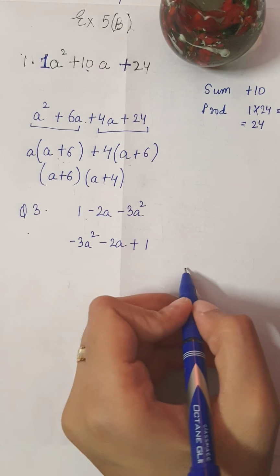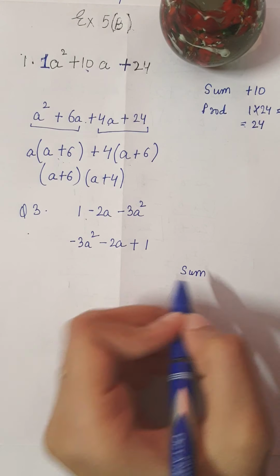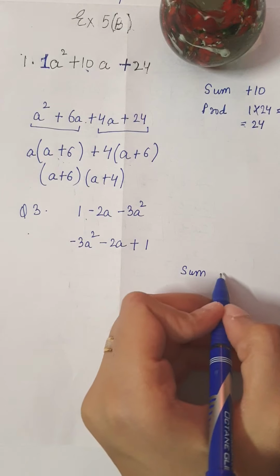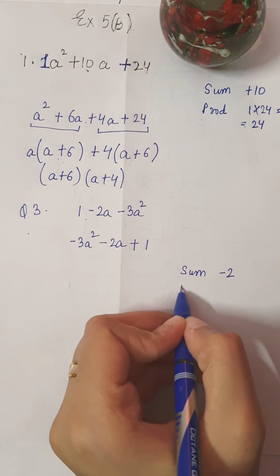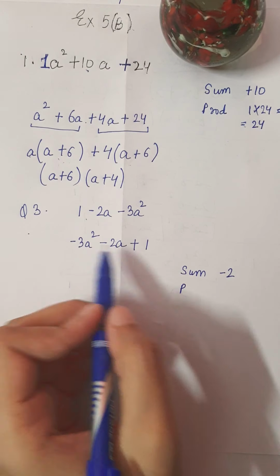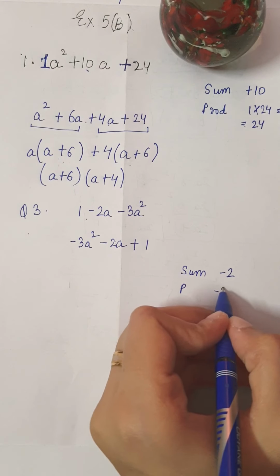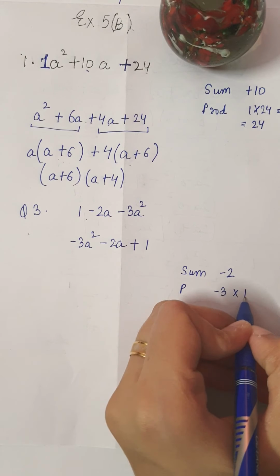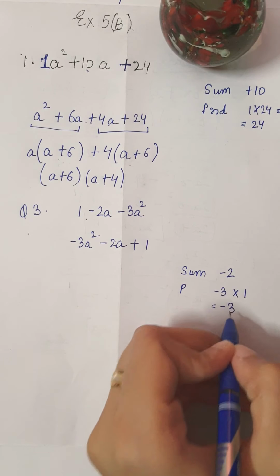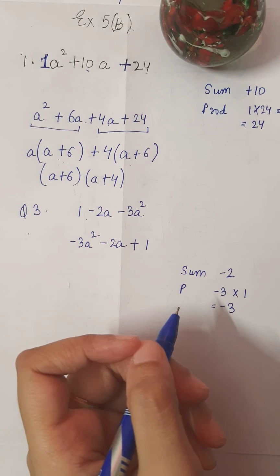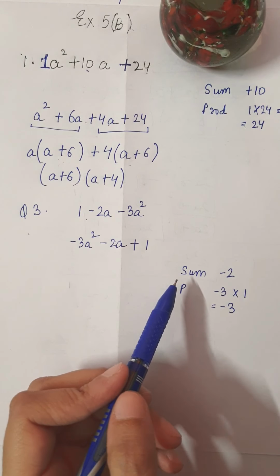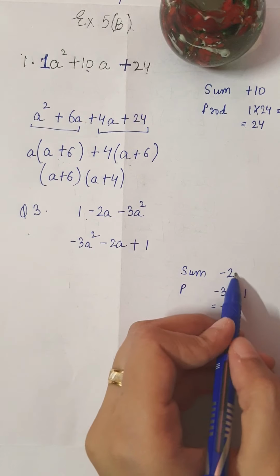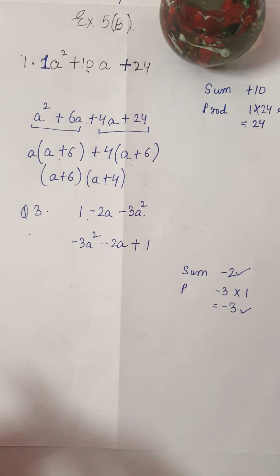Okay, now the sum according to the rule should be the coefficient of middle term, that is minus 2, and the product should be multiple of these two. So minus 3 into 1, minus 3. So actually this is a kind of riddle where you need to find two numbers such that the sum is this and the product is this. Let's find out together.